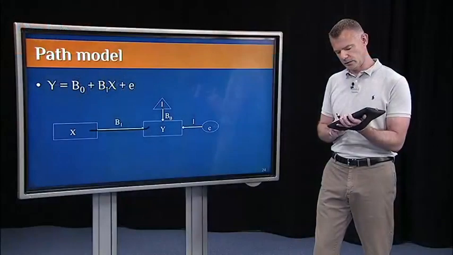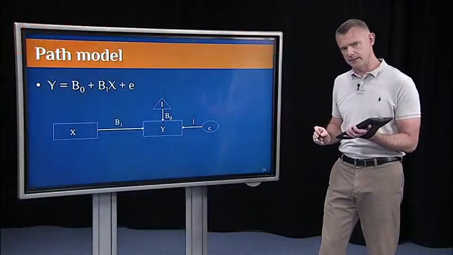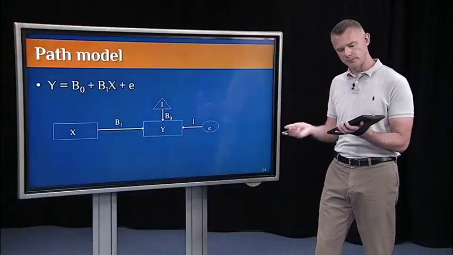We're still dealing with correlational data. But what that implies is causality. X is causing y.